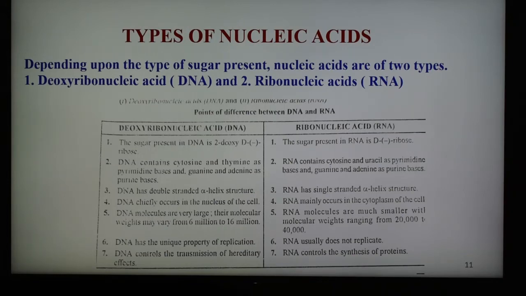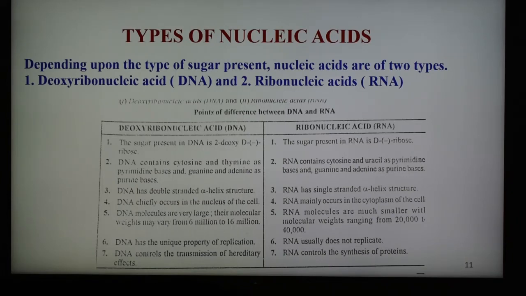DNA molecules are very large. Their molecular weights may vary from 6 million to 16 million. RNA molecules are much smaller, with molecular weight ranging from 20,000 to 40,000. So RNA is smaller, and DNA is larger. DNA has the unique property of replication. RNA does not replicate. DNA controls the transmission of hereditary effects. RNA controls the synthesis of protein. So there is a difference between deoxyribonucleic acid and ribonucleic acid. These are some points of difference between these two types of nucleic acid.